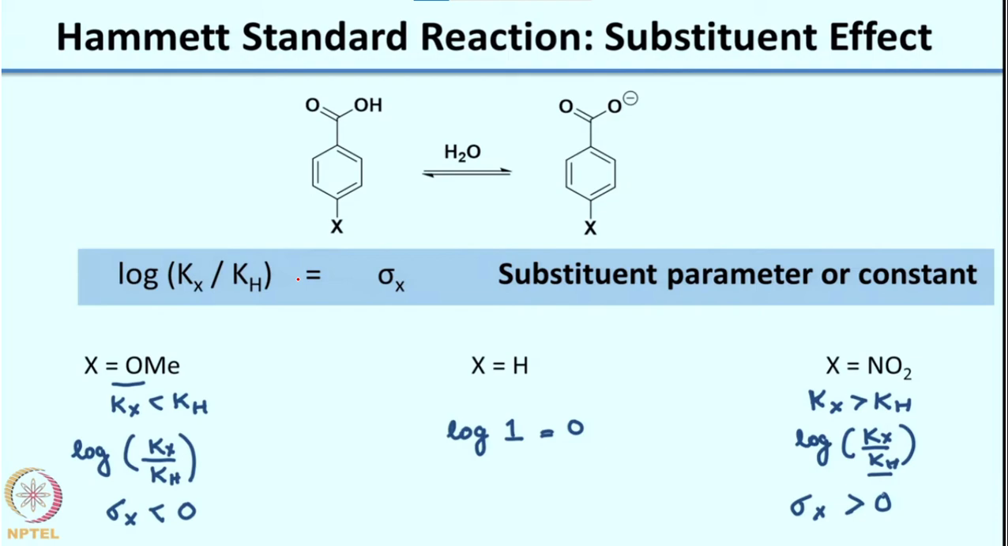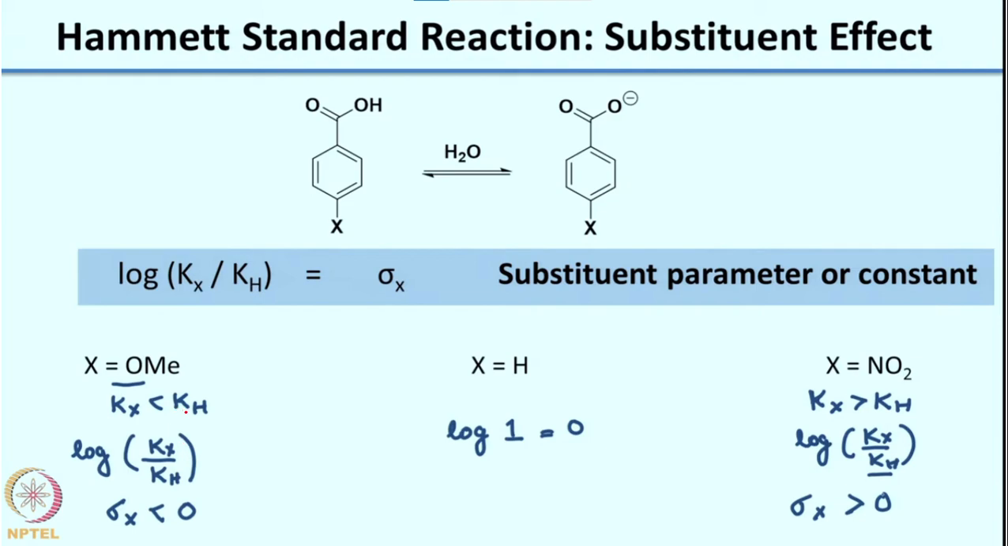So according to the Hammett standard equation, log Kx divided by Kh is equal to sigma x. This is called a substituent parameter or a substituent constant. As I told you, x equal to OMe means it is destabilizing the molecule, so the K value for this reactant will be lowest when x equals OMe, right? So Kx is less than Kh.